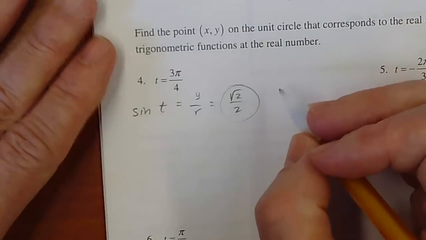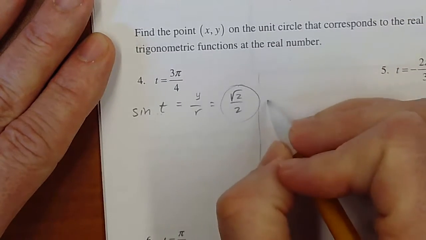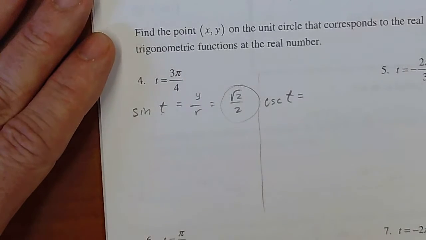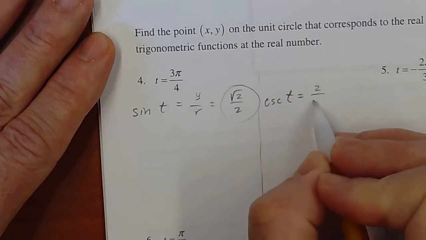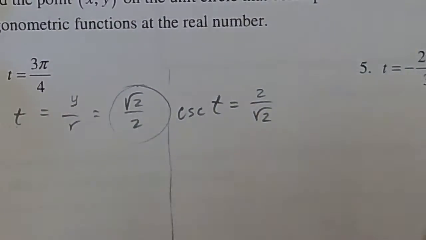Okay? The cosecant of angle t, I'm going to put the reciprocals right next to each other if I can. Just kind of split it here. So csc t is the reciprocal of that, or r over y. So now it's 2 over the square root of 2, which needs to be rationalized to get the final answer.